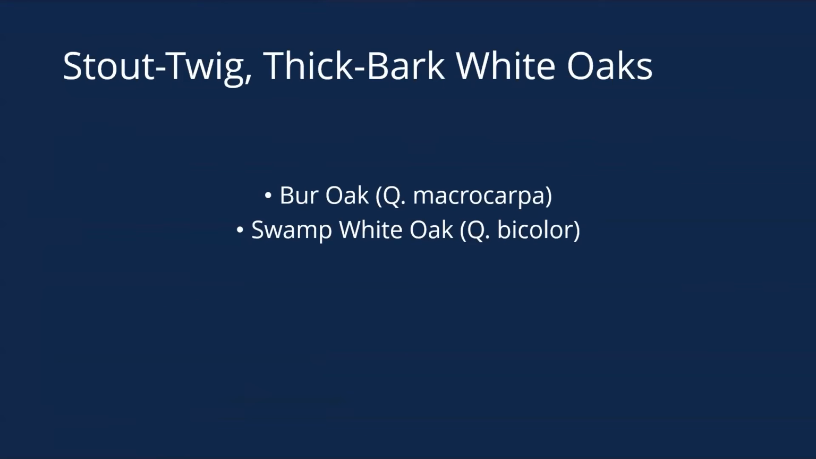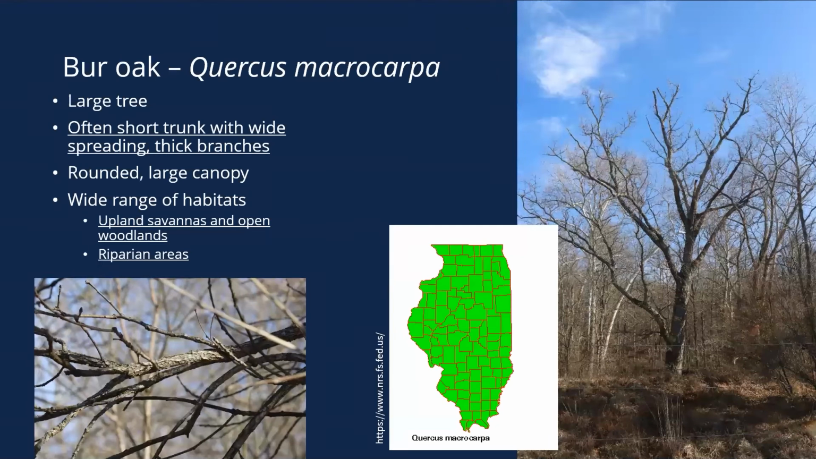So I'm adding bur oak here into what I consider stout-twigged, thick-barked white oaks, which I know is a dumb category, but bur oak occurs both in the uplands and the bottomlands. Swamp white oak, even though the name is swamp white oak, can occur a little bit in the uplands too. And they both tend to be stout-twigged, thick-barked white oaks. So I kind of lump them together into a category because sometimes they can be hard to tell apart as well. So that's our next category.